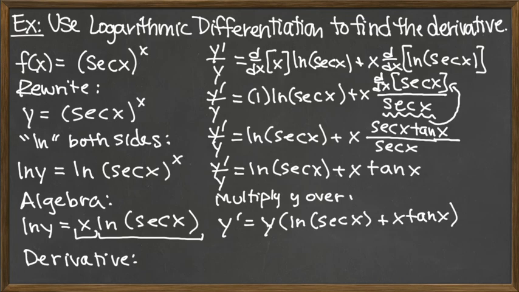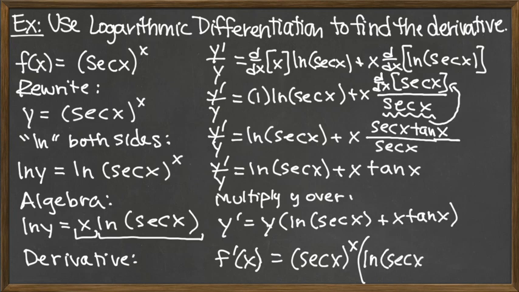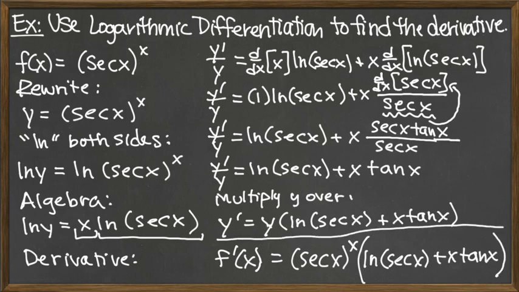And the final step then is just to put back our notation. So we've got f prime of x is equal to, and we don't want y in our final answer. We know what y is. y is secant of x raised to the x power, and then we've got all of it multiplied by the natural log of secant of x plus x tangent of x to complete our derivative. And so this was an example where logarithmic differentiation was being used and really very necessary because x was in the base and in the exponent.